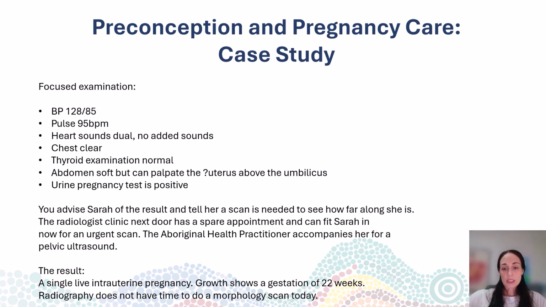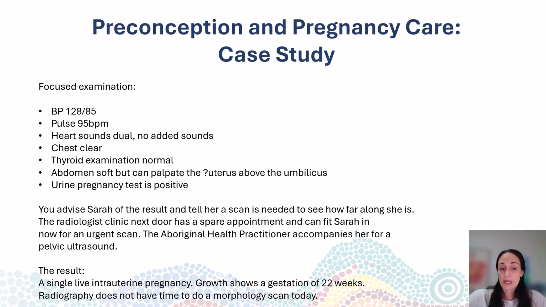So we do a focused examination while Sarah's in the room with us. Her blood pressure is 128 on 85, pulse is 95 beats per minute, heart sounds dual with no added sounds, chest clear, and the thyroid examination was normal. Abdomen was soft, but you could palpate what you thought was the uterus above the umbilicus, and her urine pregnancy test is positive. You advise Sarah of the result and tell her a scan is needed to see how far along she is. Luckily, you're co-located next to a radiology clinic who has a spare appointment right now and can fit Sarah in for an urgent scan.